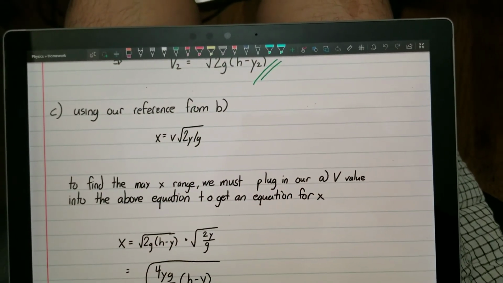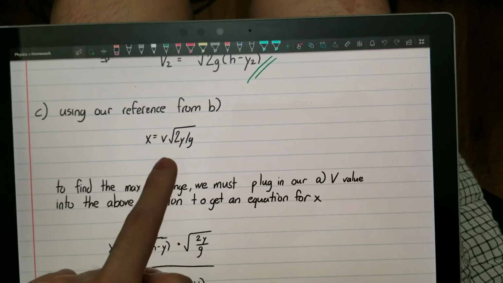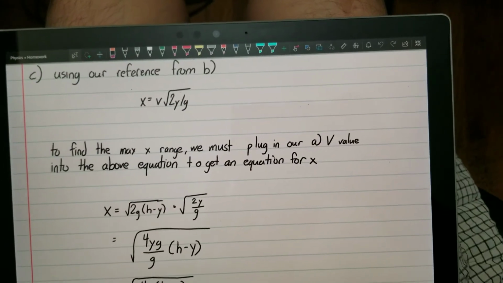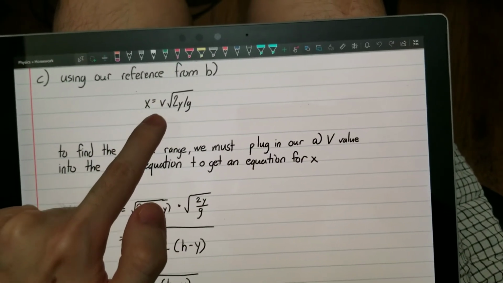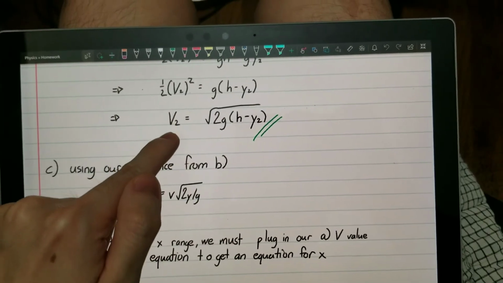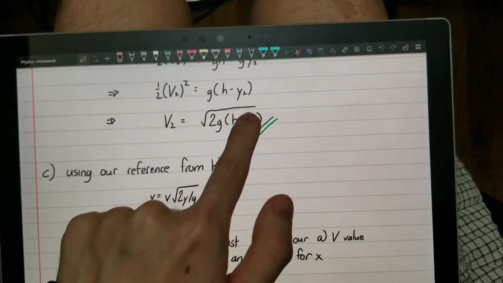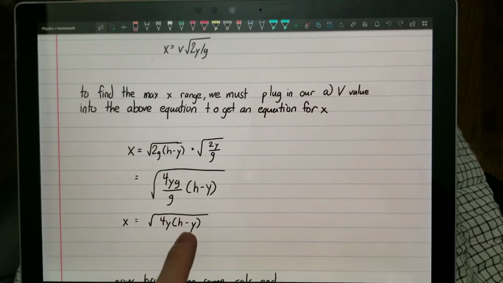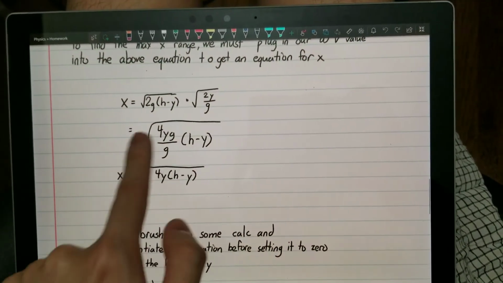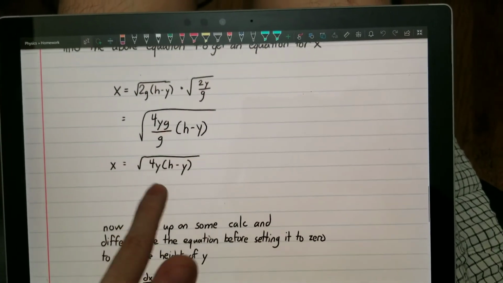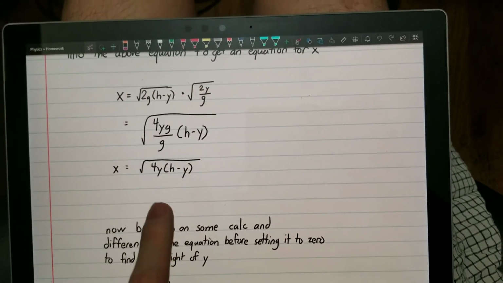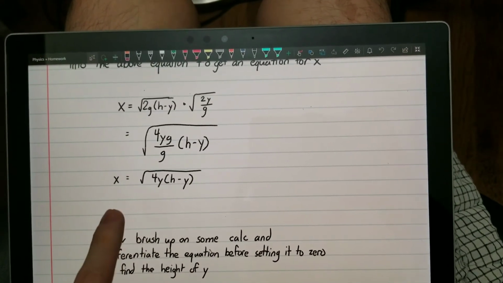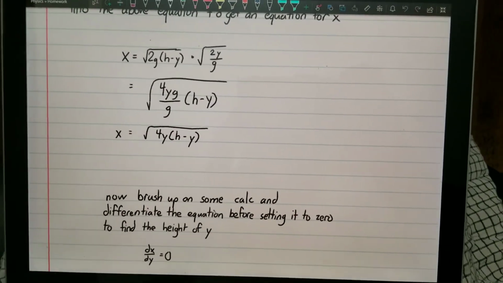And using our reference from B, which is the answer for x, to find the max x range, we first have to complete this equation right here by plugging in this v value that we got right here. So by adding this into the equation, we end up with an equation that looks like this. And after some math, we end up with x is equal to the square root of 4y times the quantity h minus y.